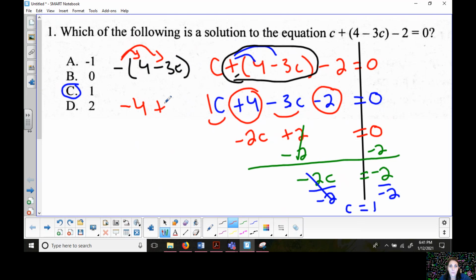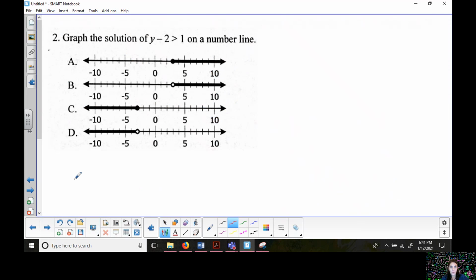So the opposite of that is going to be positive. Okay, so if it's a plus, this stays the same. If it's a minus or a negative sign out there, everything inside becomes opposite. All right, and we are going to move on to numero dos.